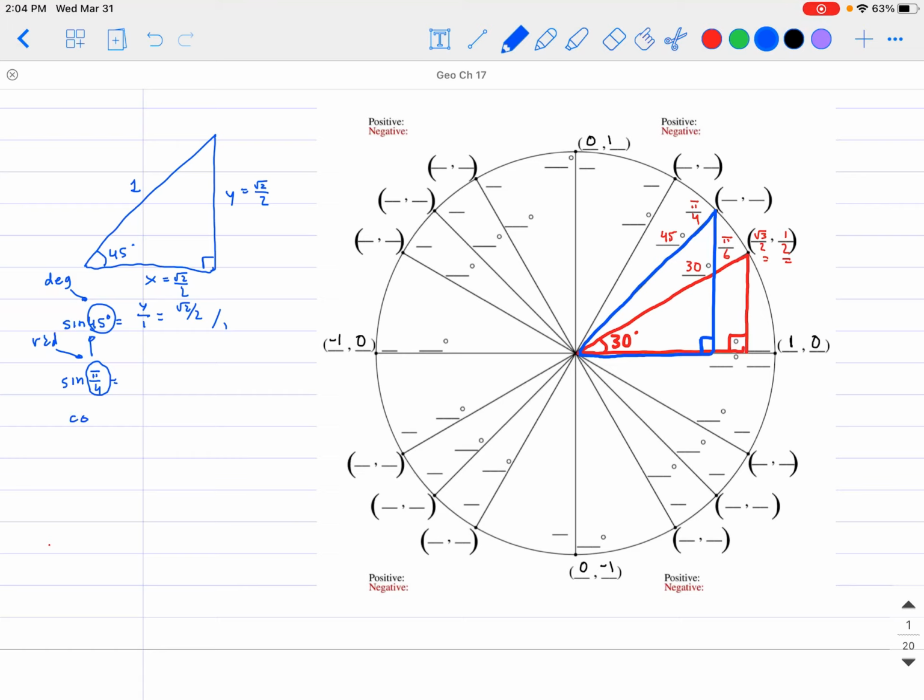So the cosine of 45 degrees, or the cosine of pi over 4, is going to be equal to the x value over 1. So that's going to be equal to root 2 over 2. So if I put those into my triangle, then this guy right here is going to be root 2 over 2, and this is going to be root 2 over 2 as well. Okay. So now we know the sine and cosine of this 45-degree angle. Now we go to the next part.